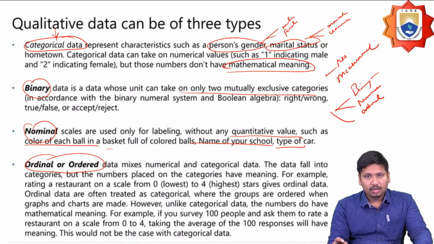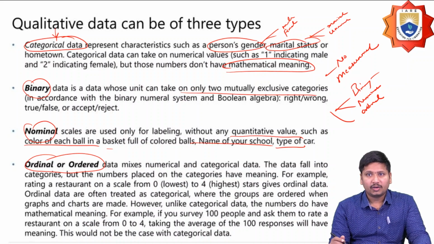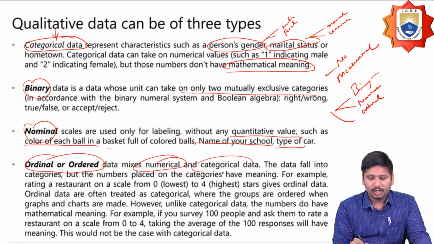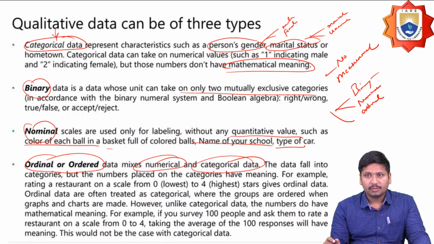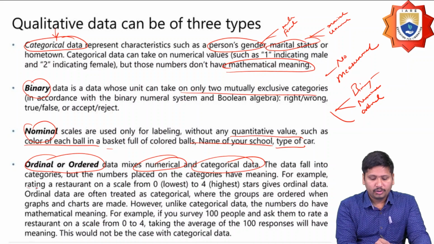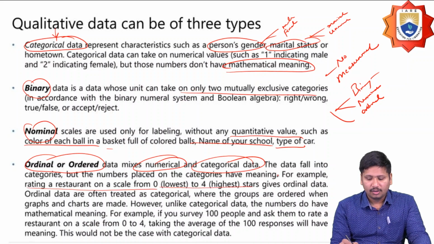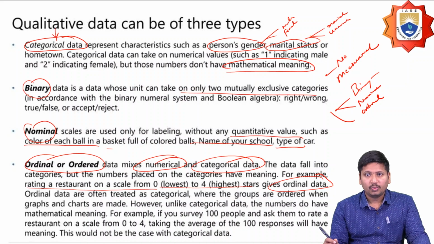The next one is ordinal, or ordered. Here the data is a mix of both numerical and categorical data, meaning the data falls into different categories. For example, if I rate a restaurant on a scale of 0 to 4, with 4 the highest stars, that is an example of ordinal data. Ordinal data is also treated as categorical, where groups, graphs and charts are made.